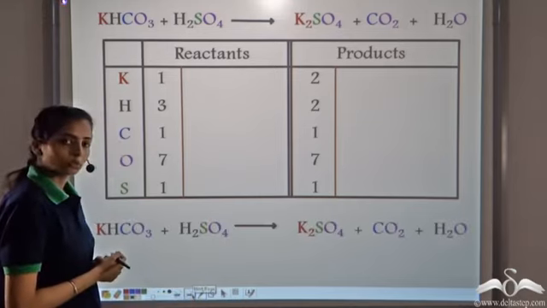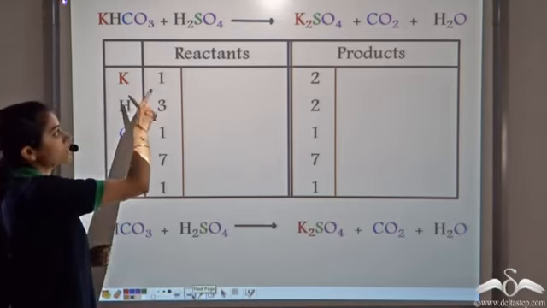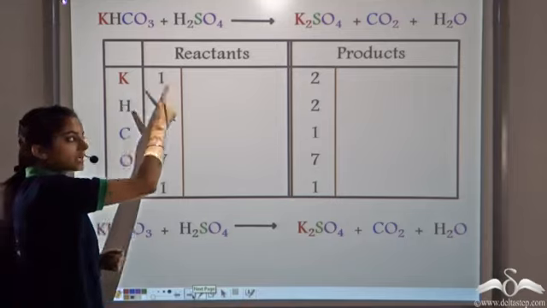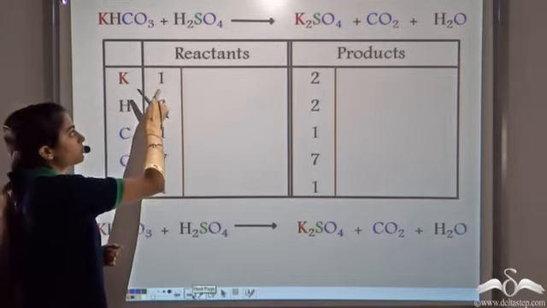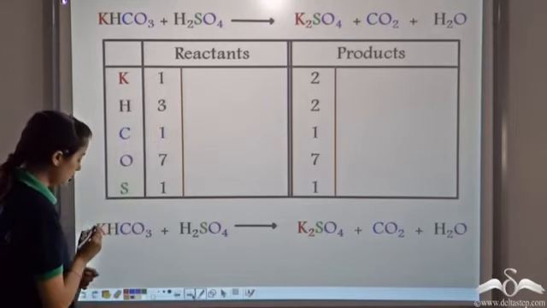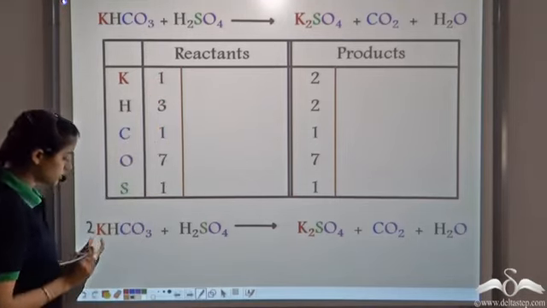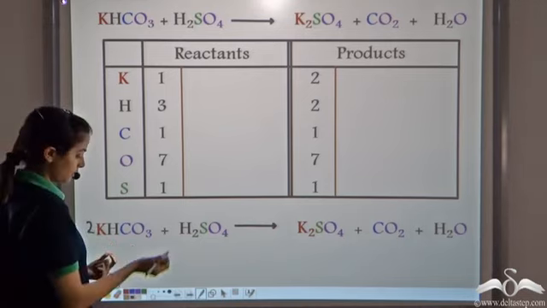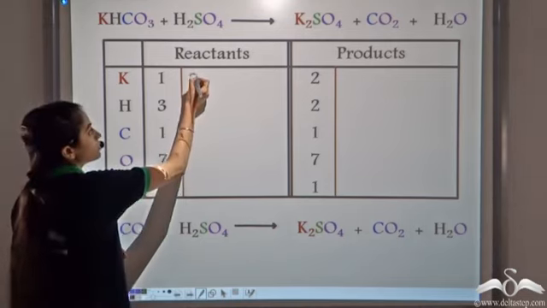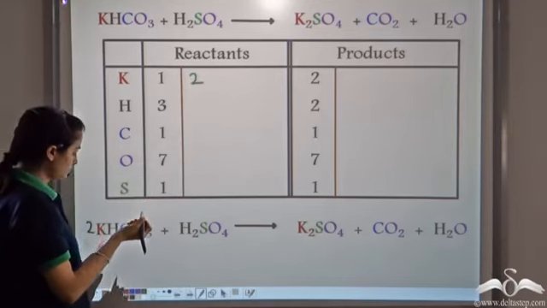Let's rewrite our chemical equation. So now we see 1 atom of potassium on the reactant side, 2 on the product side. So to balance potassium, we have to make this 2. How do we do that? We make this 2 molecules of potassium bicarbonate. So when we make this 2, we get 2 atoms of potassium.